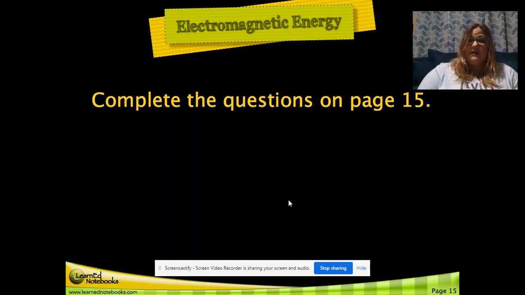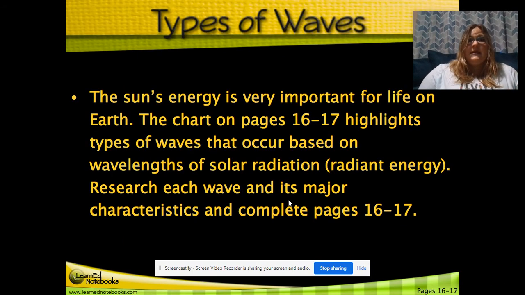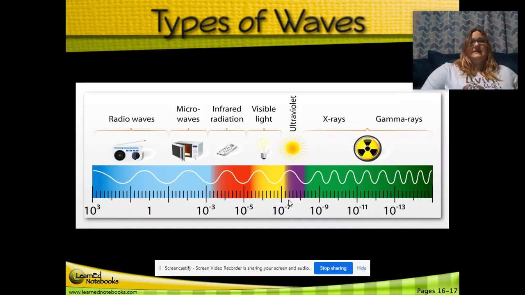So, as I said, we're going to complete those in class. Types of waves. Pages 16 and 17 are going to be researching. It says the sun's energy is very important for life on Earth. The chart on pages 16 and 17 highlights the types of waves that occur based on wavelength of solar radiation, or radiant energy. You're going to research each wave and its major characteristics and complete the pages on 16 and 17.